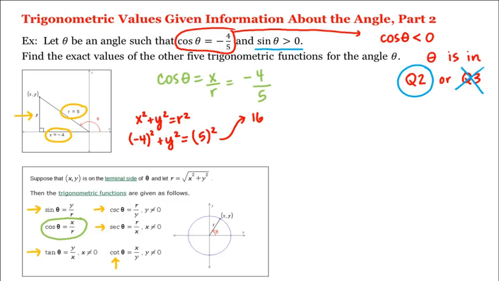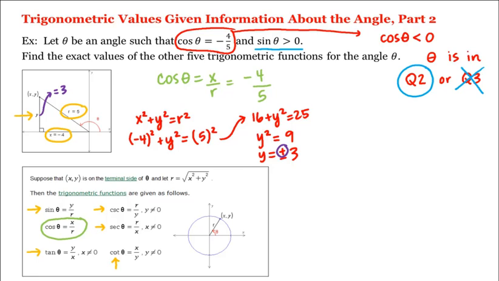or 16 plus y squared is equal to 25, and subtracting 16 from both sides gives us that y squared is equal to 9, which means y is equal to plus or minus the square root of 9, or plus or minus 3. The question is, which value do we choose, plus or minus? And we're going to choose the positive value here because y's are positive in quadrant 2. So let's mark that on the figure here. Y here is equal to 3.